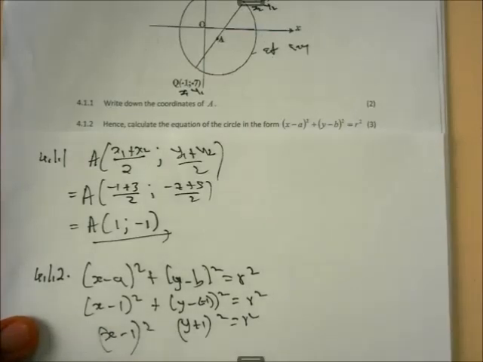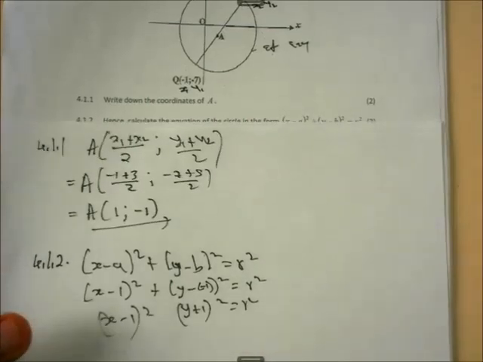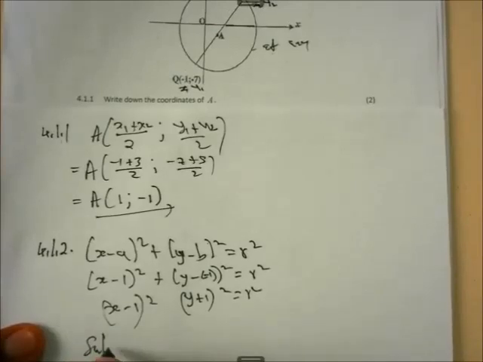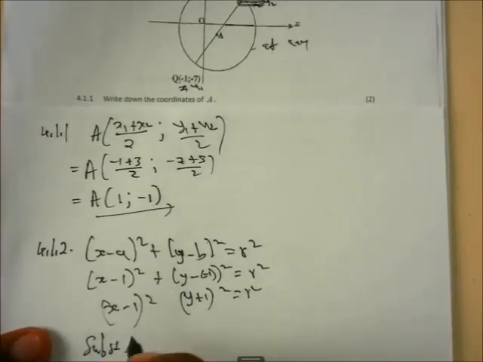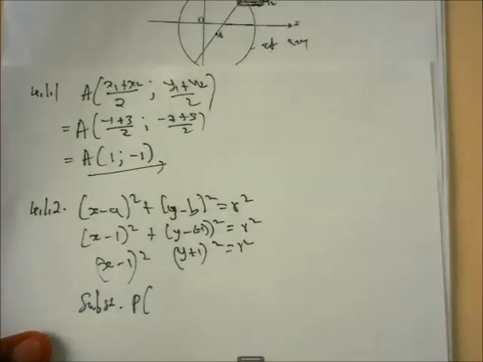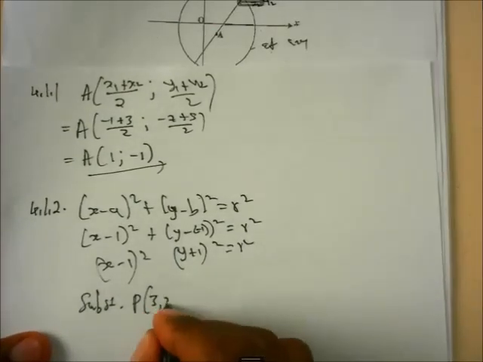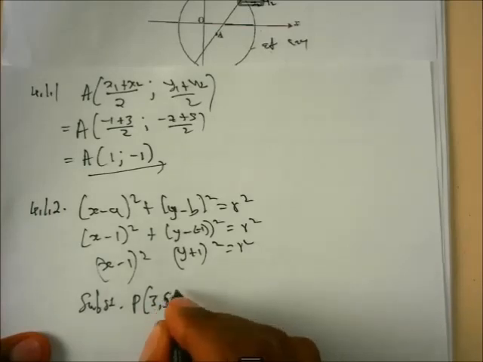Right, now we need to see, do we have the radius here? No, we don't have the radius, but we have a point on the circle. Then it means we need to substitute one of the points. Let us take point P. Let us substitute point P there. The coordinates of P is 3 as well as 5.